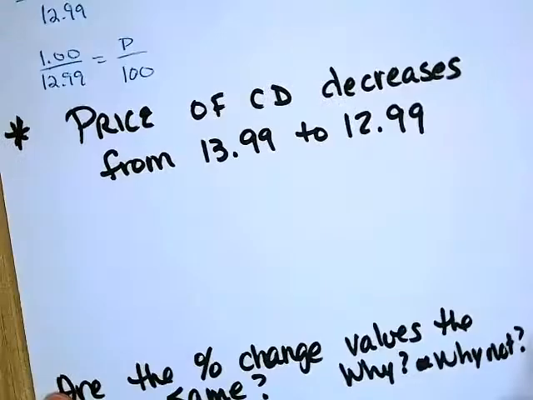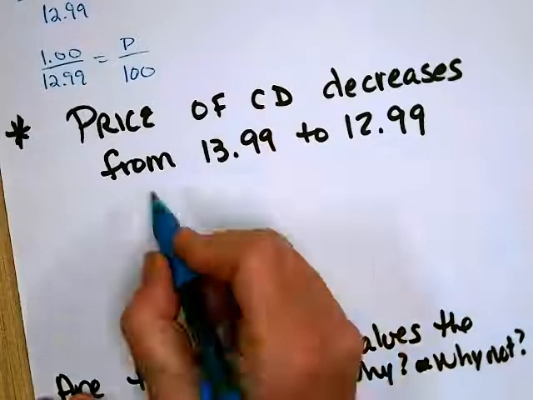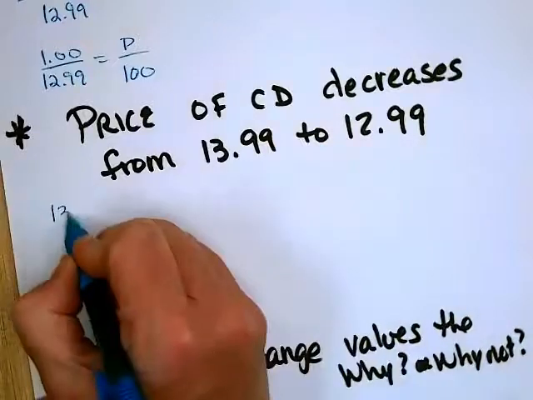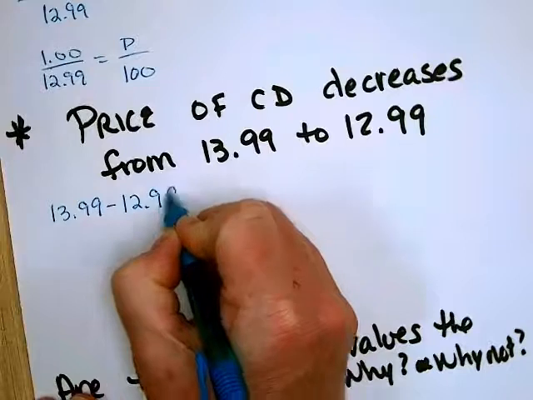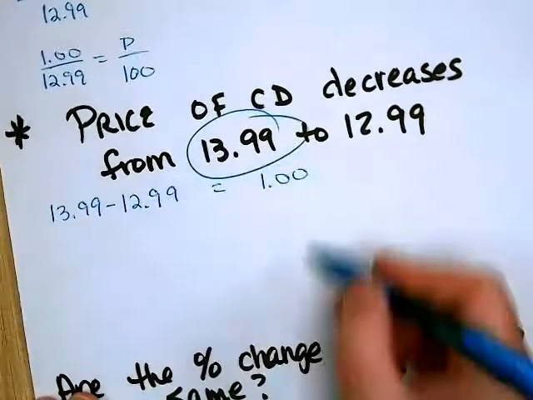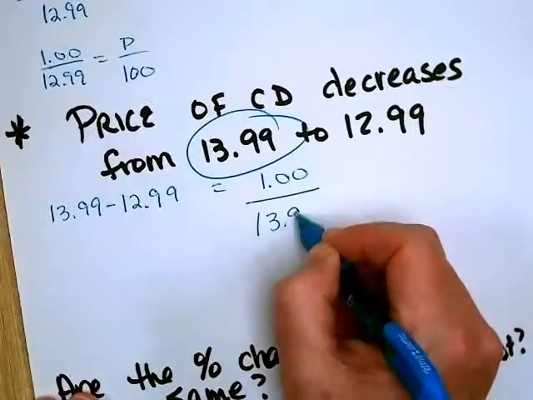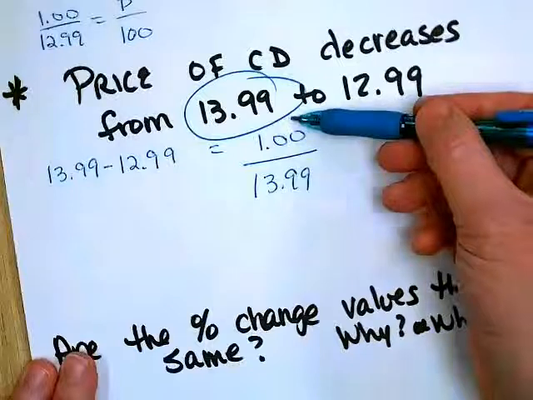Now I'm going to work this one. What happens if we turn around and we decrease the price of that CD by $1? Don't just think it's 7.7%. It's not. Be careful here. How much does it change? Well, it changes the exact same amount, doesn't it? It changes $1, but what's different is the original is $13.99. It was $12.99 up here. It's $13.99 in this problem.